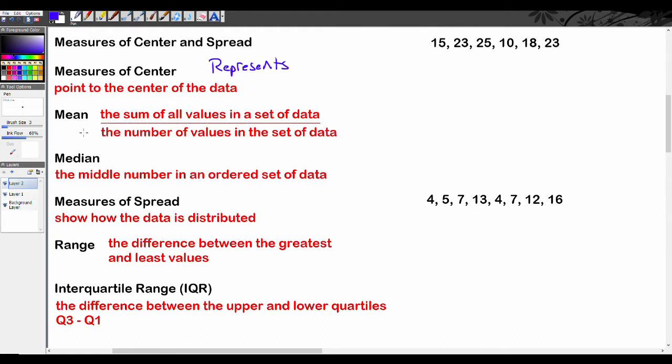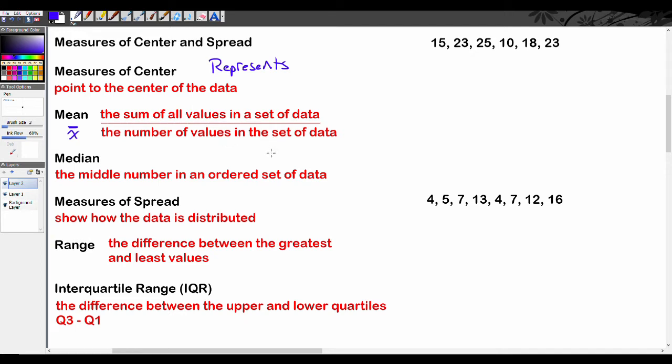So the mean is represented by this symbol. It's the variable x with a line over it. And the mean is the sum of all values in a set of data divided by the number of values in the set of data. So we would add all these numbers together and then divide by the number of numbers. And what the mean gives you is a number that represents the set of data.